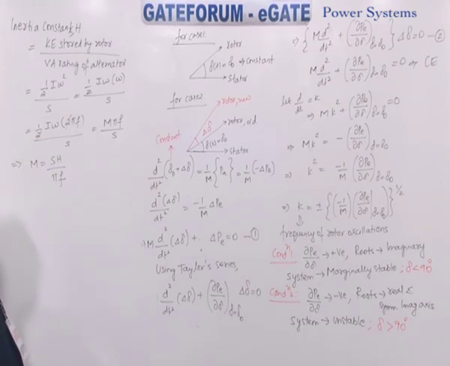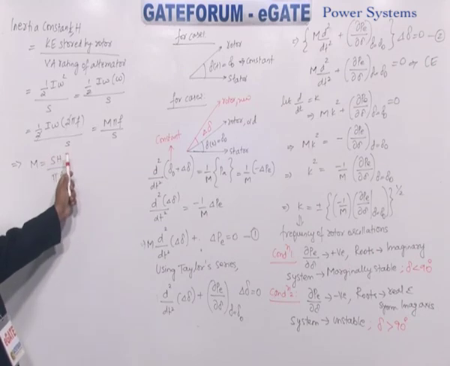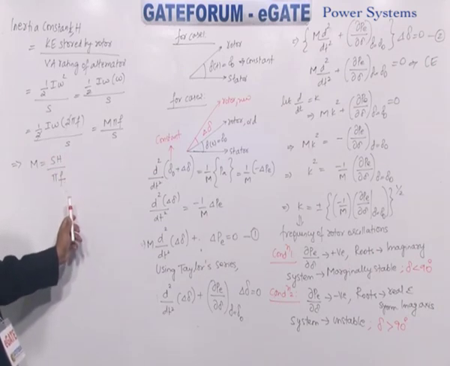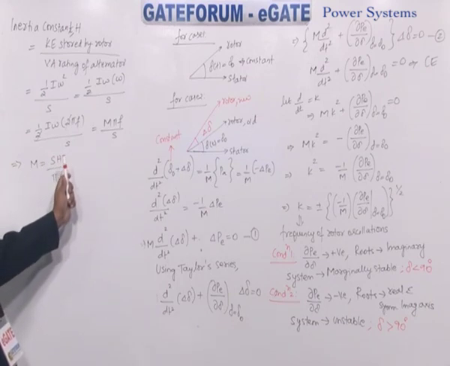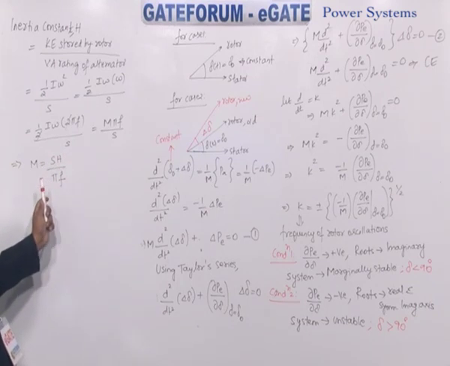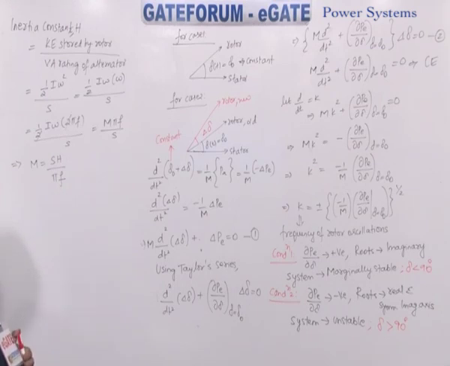What are the units for M? Electrical megajoule second per electrical degrees, if you write π as 180, or megajoule second per electrical radians, if you write π as 3.14.